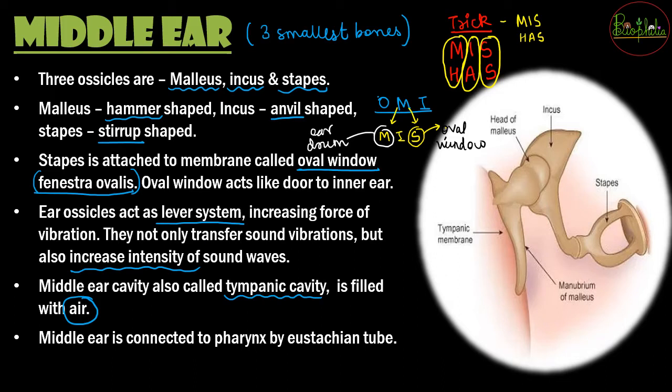And since the air is present, the middle ear is also connected to the pharynx with the help of the eustachian tube. So जब आप बहुत ज़्यादा heights पे जाते हो, so कभी कभी because of difference in air pressure you might feel some pain in your ears. So that pain in your ears is going to be because of the fluctuation in the pressure between the middle ear and your pharynx.